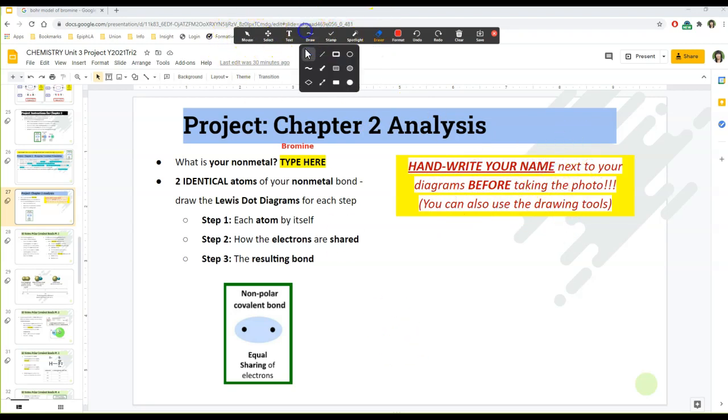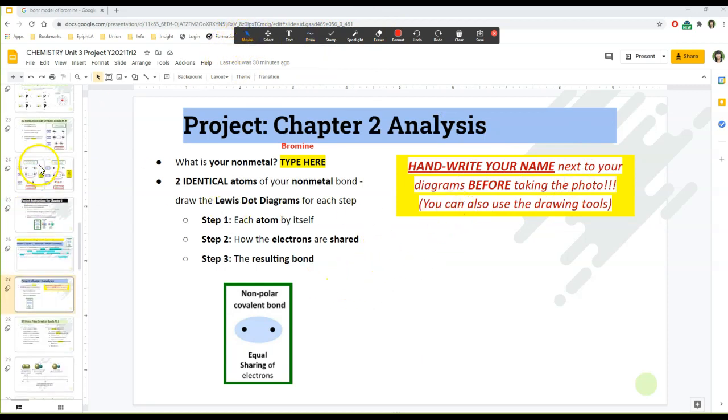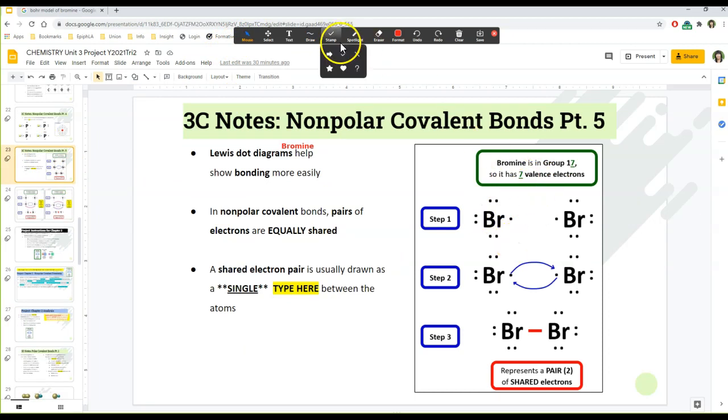Okay, this is actually one that we did in class. Again, we showed you in class that bromine right here is a group 17 element and therefore has 7 valence electrons. That's something that I've already mentioned several times in this video. And so what happens here is in step 2, you can see that any unpaired electrons get matched up. And so now they are a shared pair. All right, so this is the shared pair.